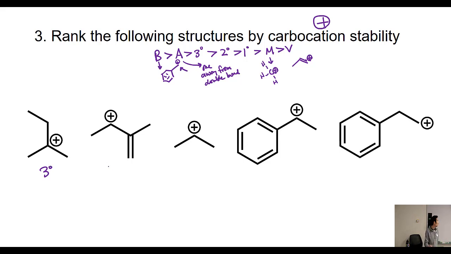Here, what do I have? Secondary. And also next, this is allylic. I like to call this resonating, so I'm going to call this resonating secondary. Okay. Here I have a secondary. Perfect. Here I have a benzyl, benzylic secondary. And here, what do I have?